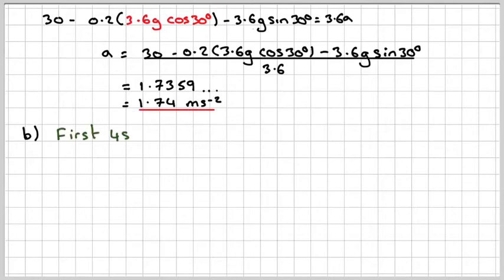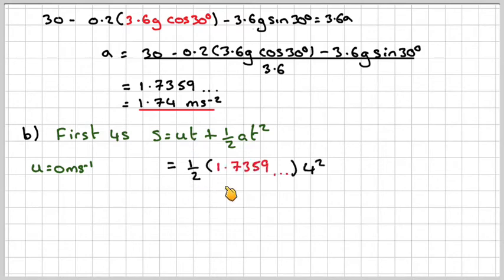B, in the first 4 seconds, the acceleration will be this. It goes from rest, so u will be 0. So the distance travelled will be a half times the acceleration times the time squared, which will be 13.887 meters.